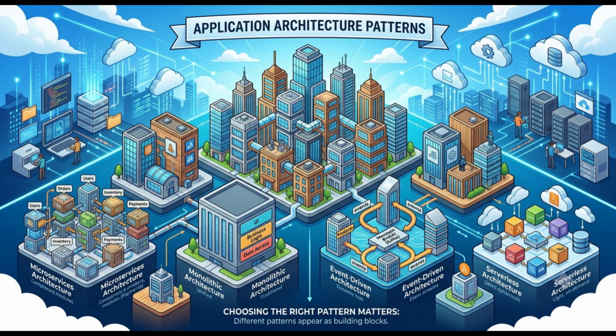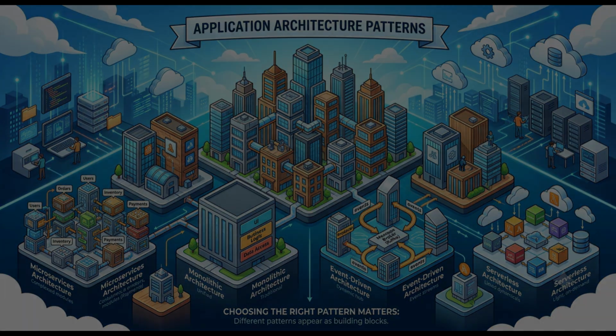When designing a software application, you don't need to reinvent the wheel. Over decades, software engineers have created proven architectural patterns that help us build systems that are maintainable, scalable, testable, and easier to evolve. But the important question is not, which architecture is the best? The better question is, which architecture best fits the business problem?